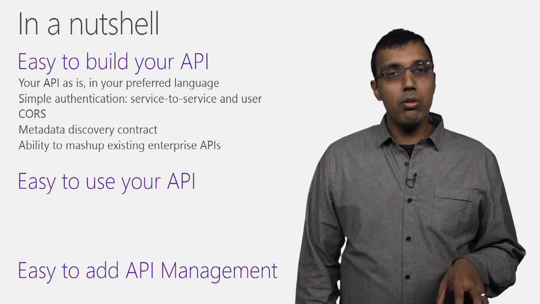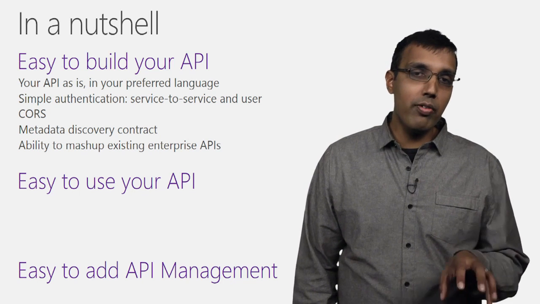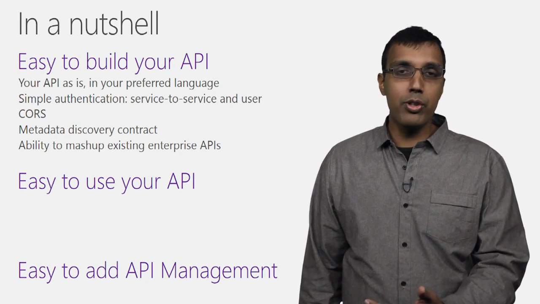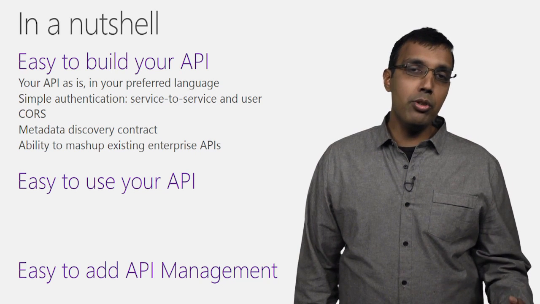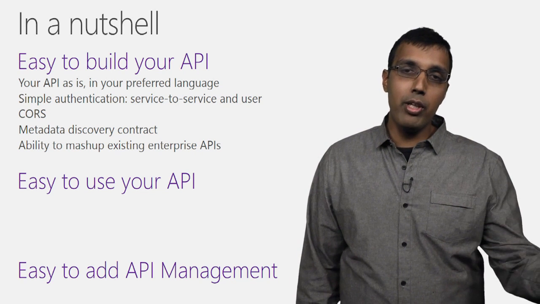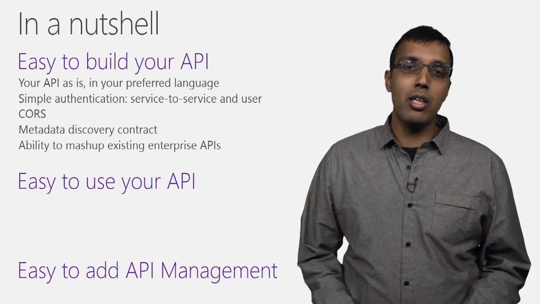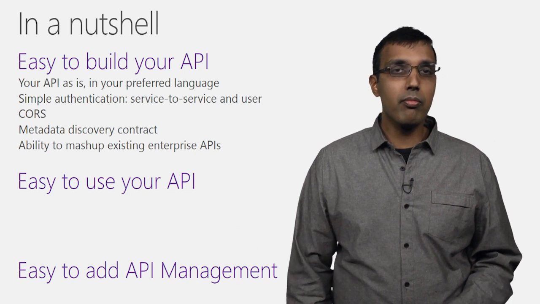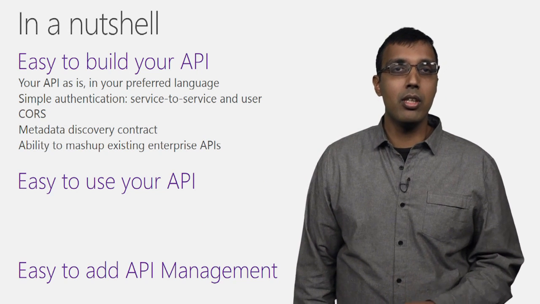And also, because API Apps is part of App Service, it inherits the features for hybrid connectivity and virtual networks. So that means you can use API Apps to build a cloud API that's modern and REST on top of an on-premises API that might not be REST and might be behind your firewall.